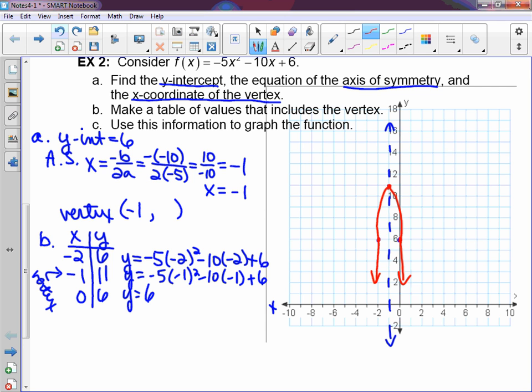Any questions? Wasn't bad, was it? Oh wait, we're not done. Use this information to graph. Okay, we did that. That is our C. This is our C. That one will always make a table. If B said make a table of values, so yes. Okay. Any other questions?